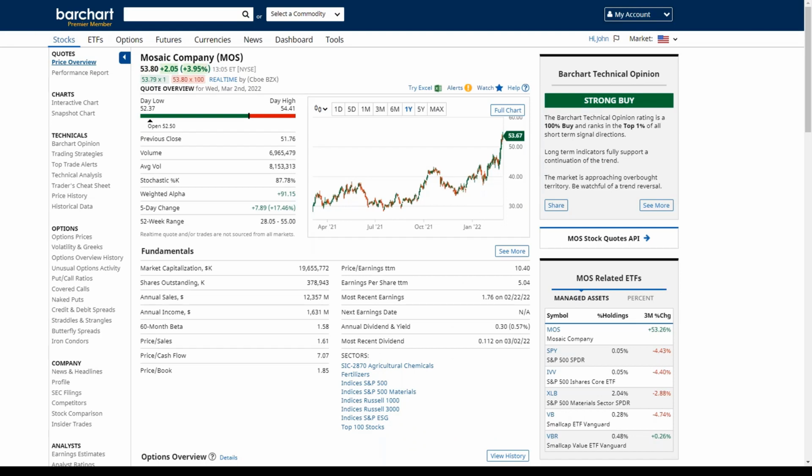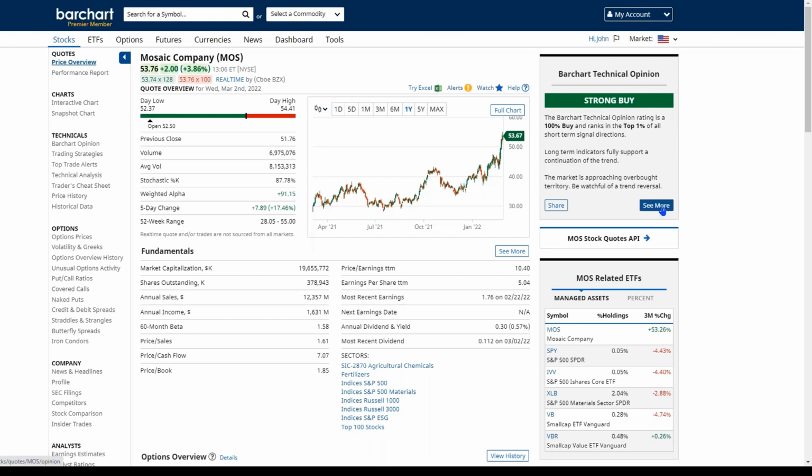It doesn't matter if I'm in a stock or an ETF or a futures market or a currency, you'll find in the upper right-hand corner something called Barchart's technical opinion. What this is, it gives us a quick synopsis of the current condition of technical analysis, short-term, intermediate, and long-term. And it also can alert us of potential overbought or oversold market conditions.